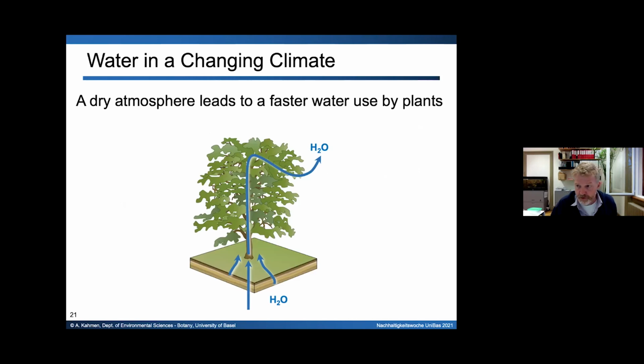And from an ecosystem water balance perspective, this means that we have higher evapotranspiration rates. So there is more water that's being sucked out of the trees. And as a consequence, the ecosystems are drying out faster. So the soil reservoir that is available for plants is depleted much faster in a warmer, drier atmosphere climate compared to the old climates, I'd say, so a couple of decades ago.